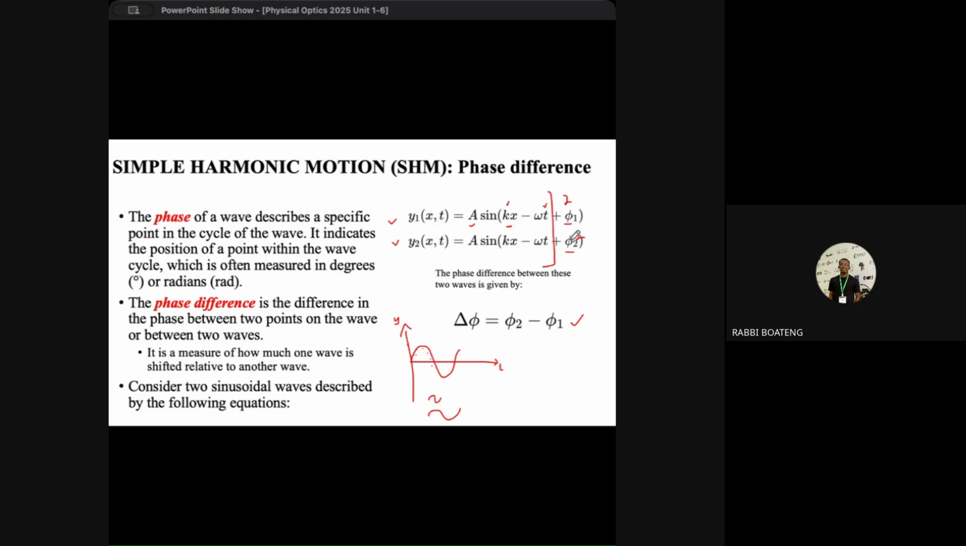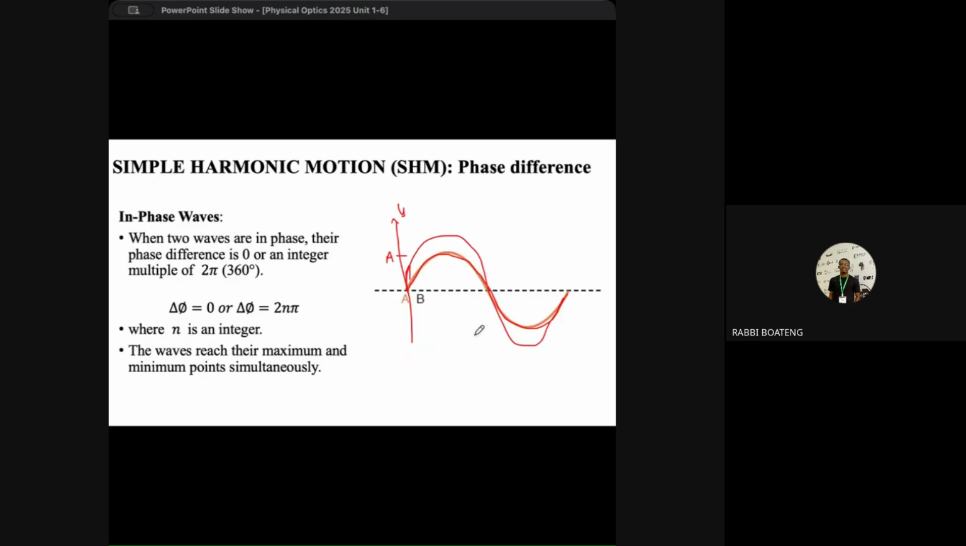So here we call it phi 1 or phi 2. The phase difference is talking about this. If phase 1 has a value of 2 and phase 2 has a value of 2, we subtract and we get 0. If we get 0, we see the change in phase is now 0, so it means that they are in phase. If they have the same value, ideally we will see that the two waves are in phase.